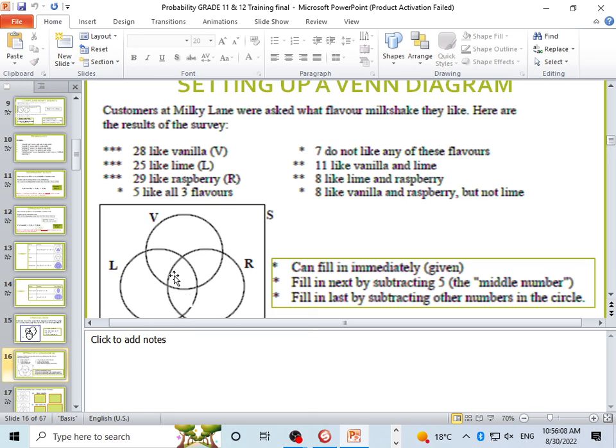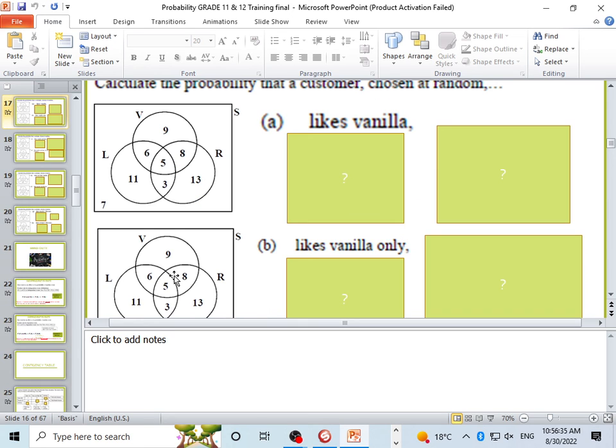25 like lime. So I can say 25 minus 5 is 20, minus 6, minus 3, that gives me 11. Are you happy? You understand? 29 like raspberry. So I'm going to say 29 minus 8 minus 5 minus 3, that gives me 13. And there you've drawn your first Venn diagram. That's what it's supposed to look like.